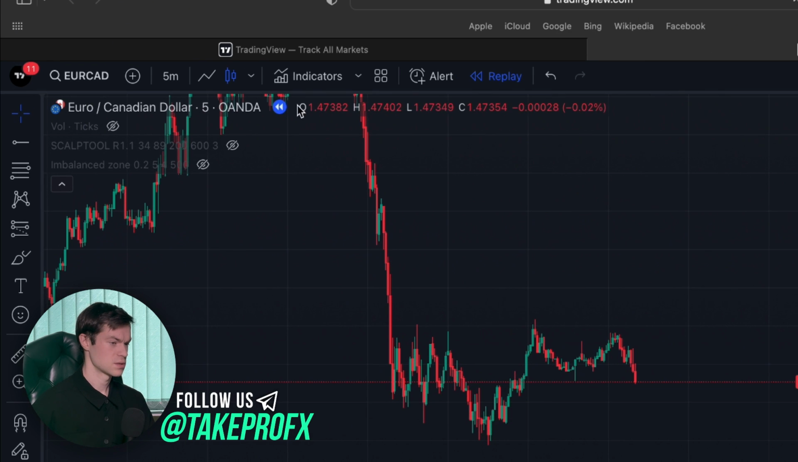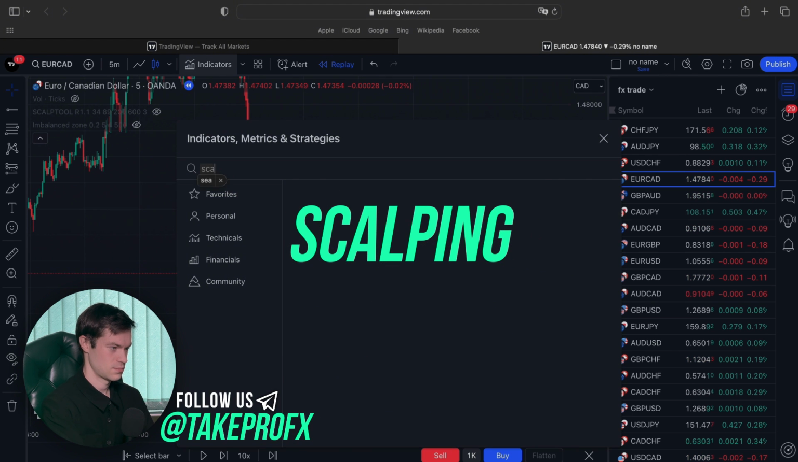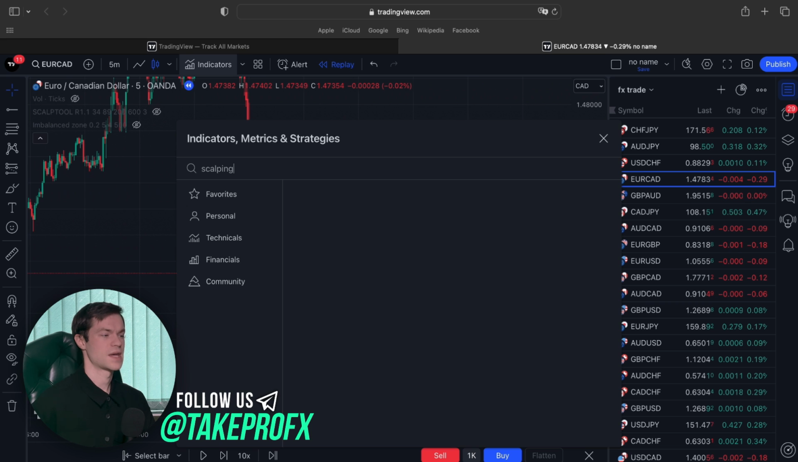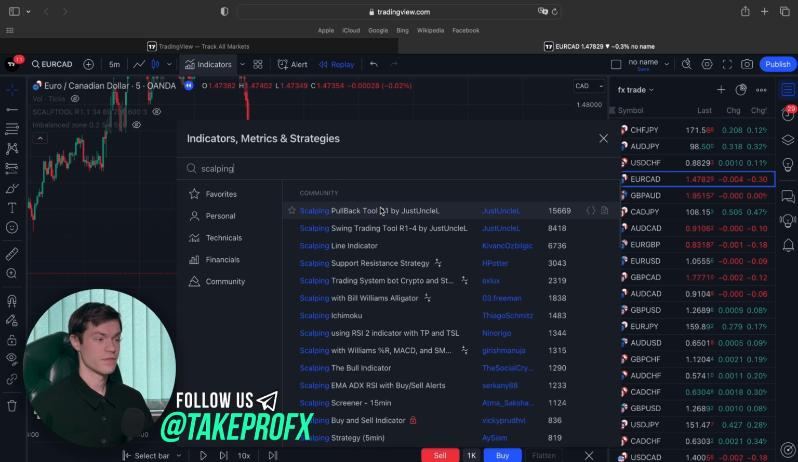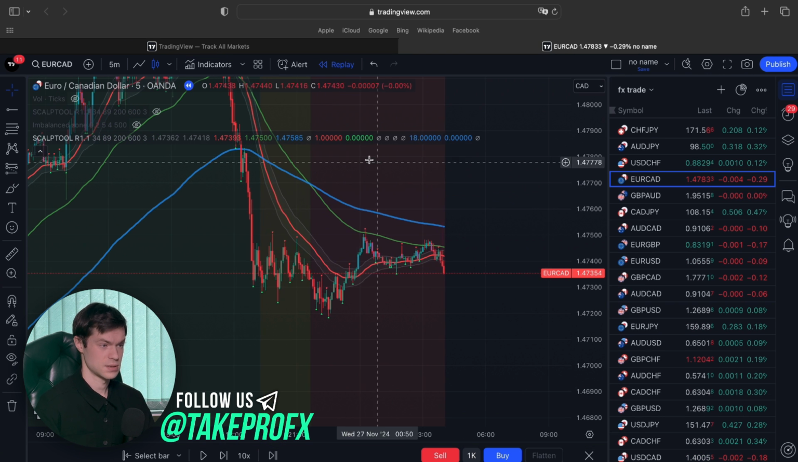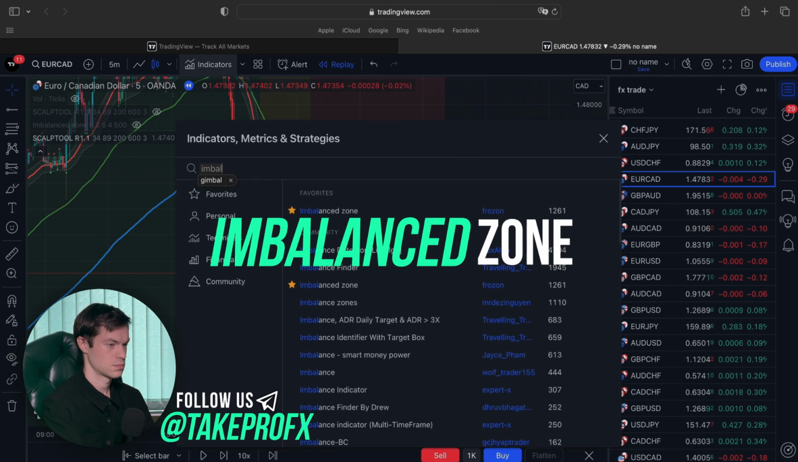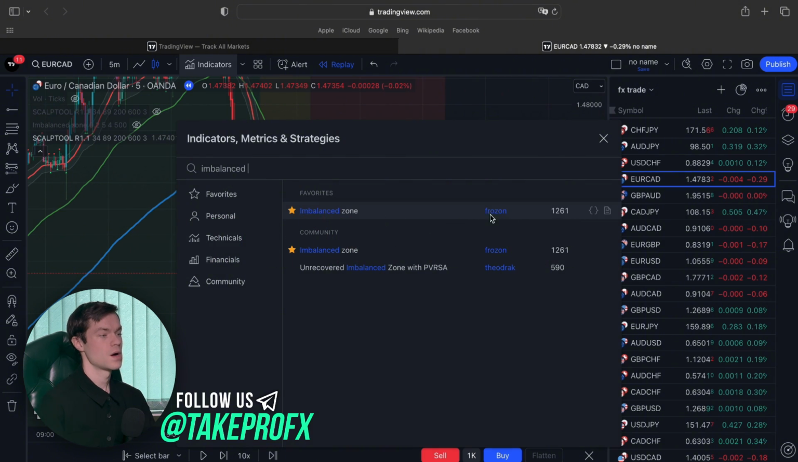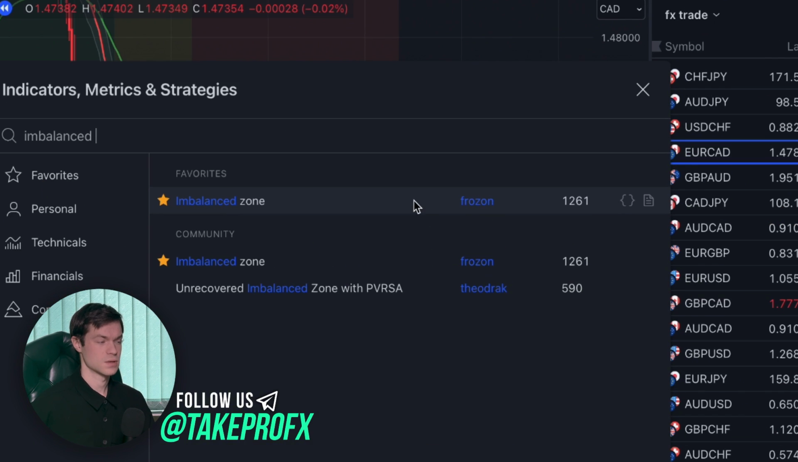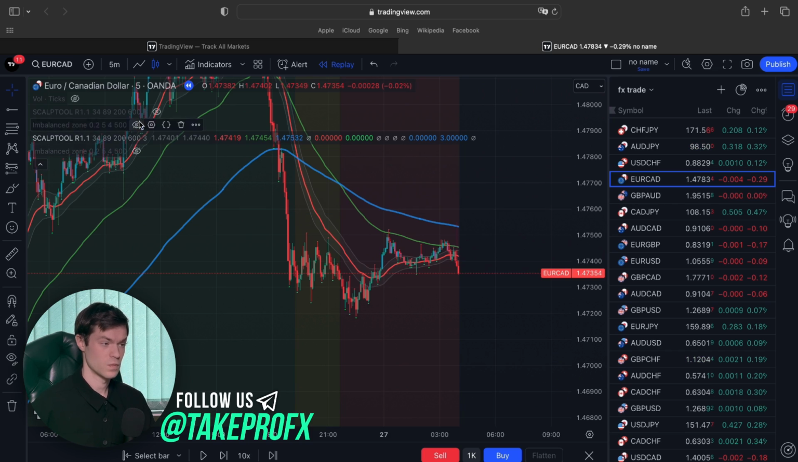And the first indicator, how do you think it is called? Of course, we write scalping in the name of the indicator. And the very first indicator is Scalping Pullback. It has 15,000 users. Just click on it and add it. The second indicator is called Imbalanced Zone, from the author Frozen. It has 1,200 users, and we also add it, but for now we will hide it.